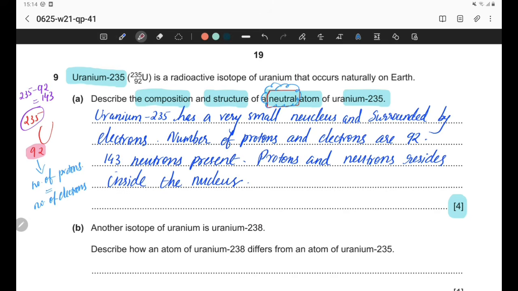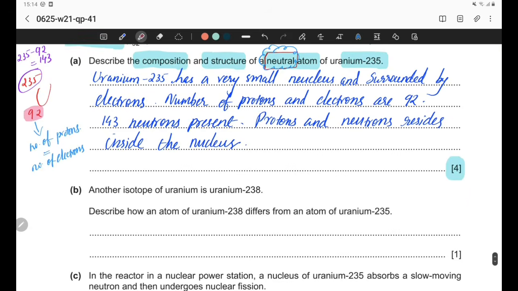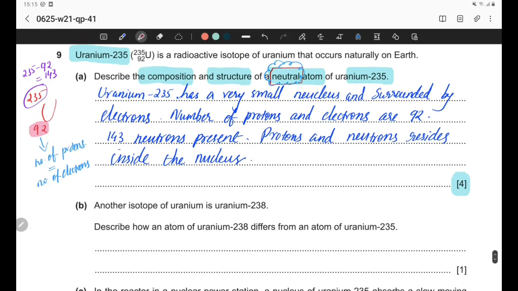Part B. Another isotope of uranium is uranium 238. Describe how an atom of uranium 238 differs from an atom of uranium 235. So here we have two atoms. One is uranium 235 and another one is uranium 238. Uranium will always have the same atomic number, that is 92. So these are two isotopes of uranium.